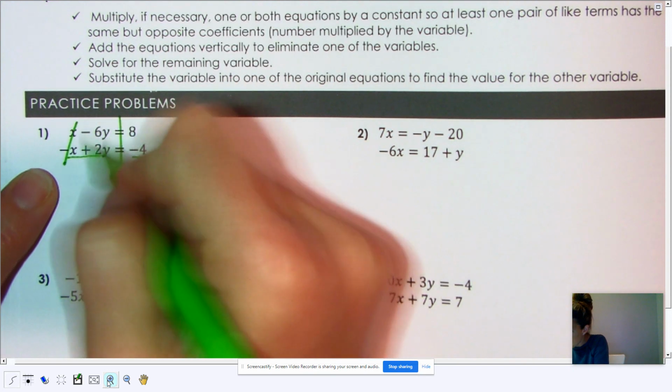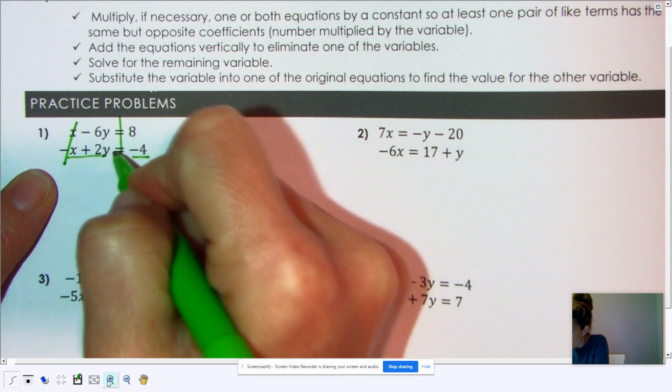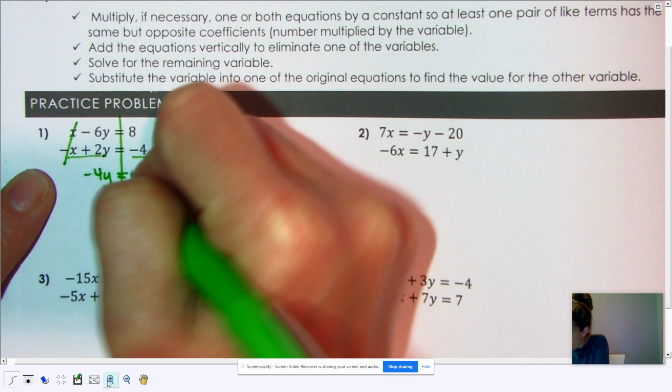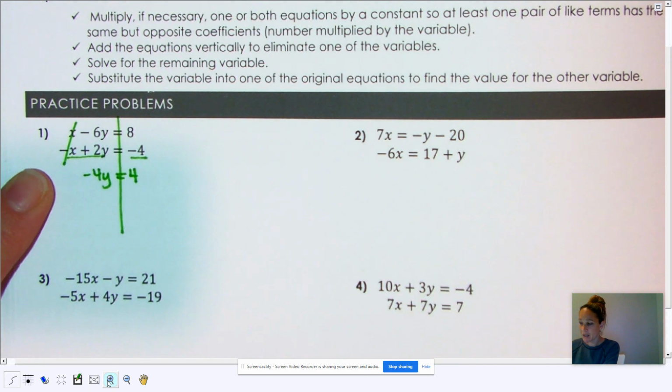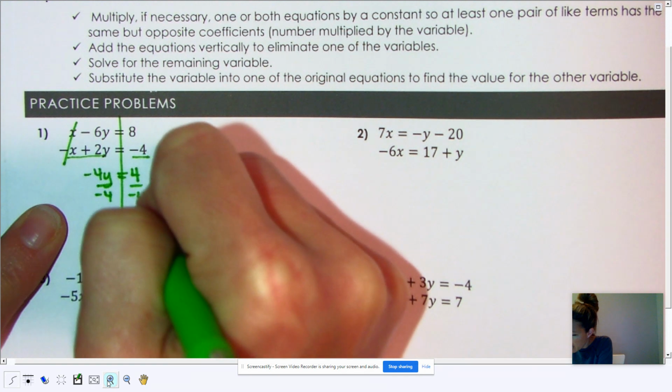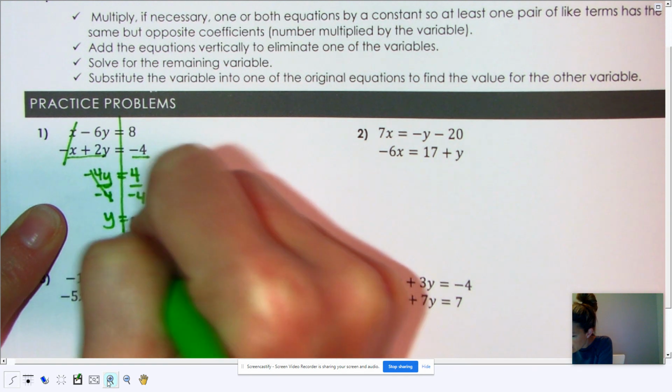So now I'm gonna put the y's together. So I have negative 6y and positive 2y. So I get negative 4y is equal to positive 4 when I combine those sides. And then I'm just going to divide by negative 4 on both sides. So y equals negative 1.